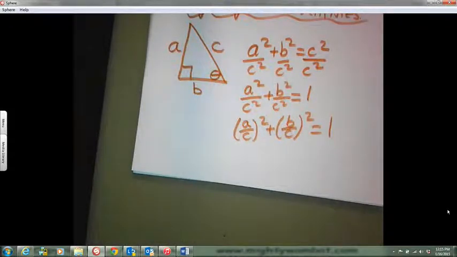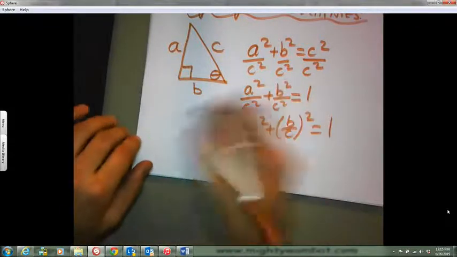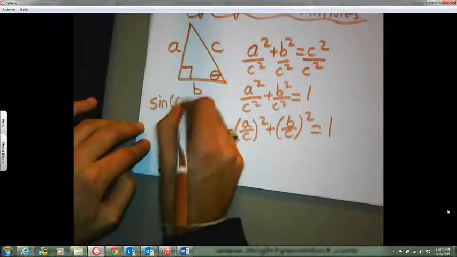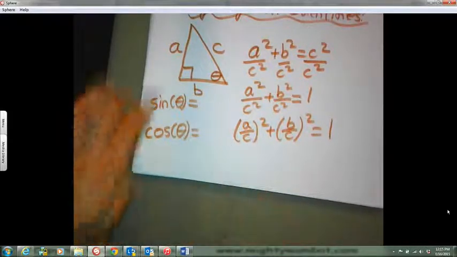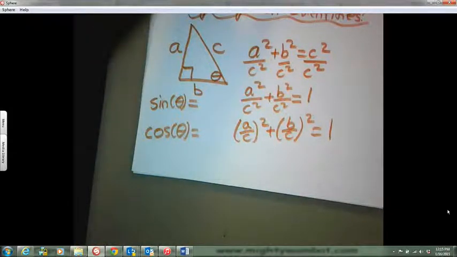Let's pause right here and ask a different question. What is sine of theta in terms of letters of the triangle, don't shout it out, and cosine of theta in terms of letters of the triangle? Please write that down. Remember SOHCAHTOA. Hopefully you come up with opposite over hypotenuse, adjacent over hypotenuse, and you end up with this.